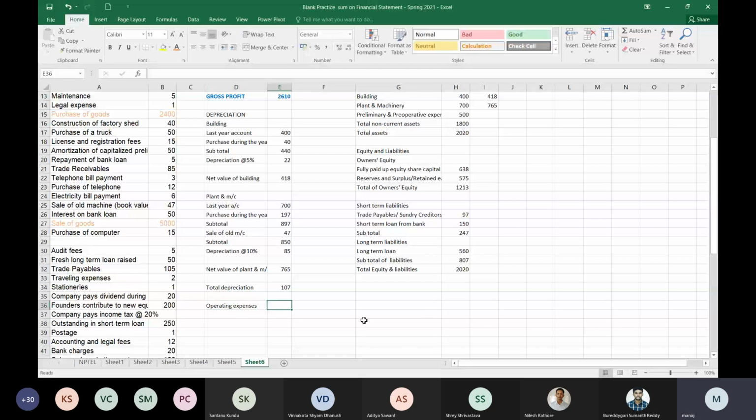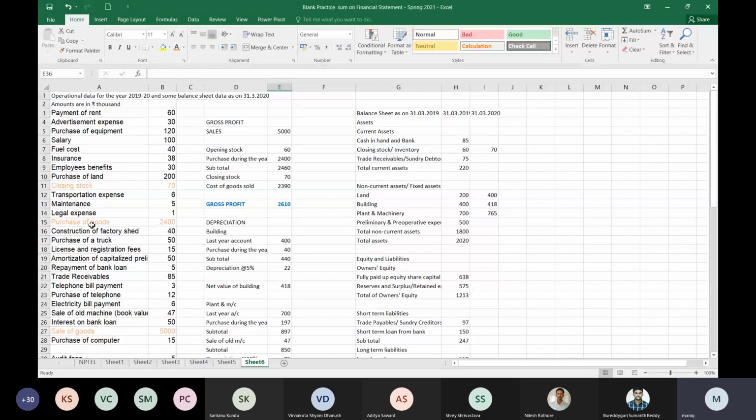Before we start putting the formula, plus plus plus, let us right away identify them, will be better. So payment of rent, we start with payment of rent, we put that in red color. Advertisement expenses should also be in red color. Then purchase of equipment is different. When you have already done purchase of equipment, you could put that in a different color, forget about it. Salary is definitely operating expenses. Fuel cost is operating expenses. Insurance, employee benefit, both are operating expenses.